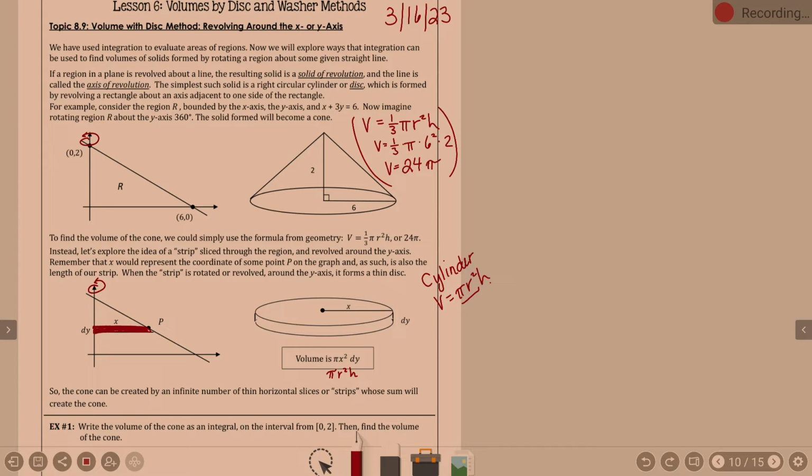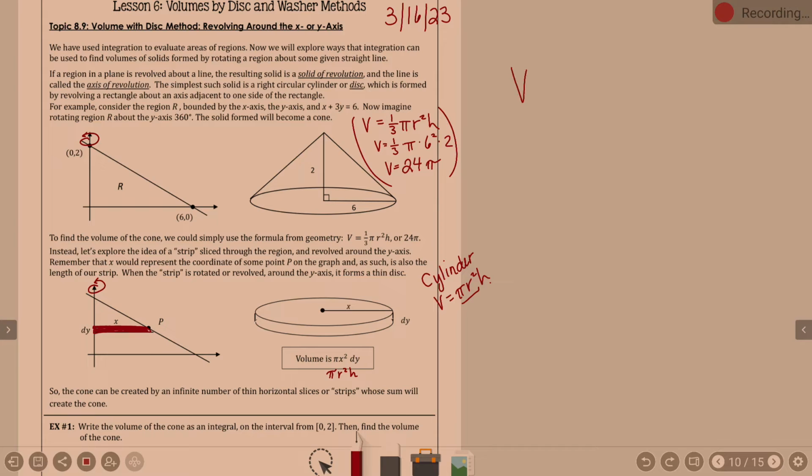Now, I think I'm going to do example 1 over here because I can. You guys have plenty of room down there. I was just trying to save pages. So write the volume of the cone as an integral on the interval from 0 to 2, and then find the volume of the cone.